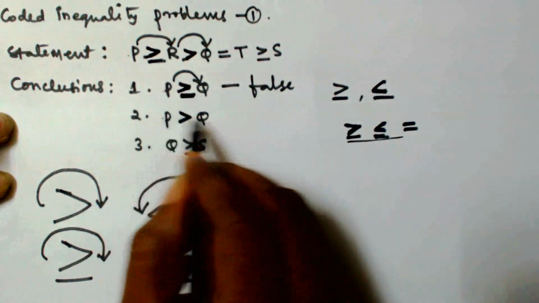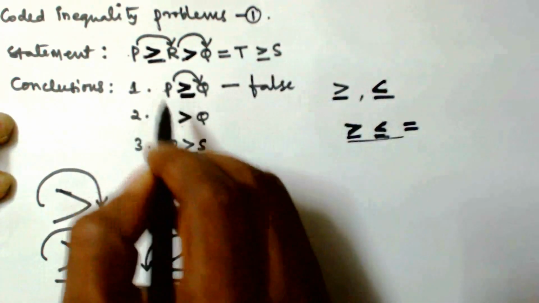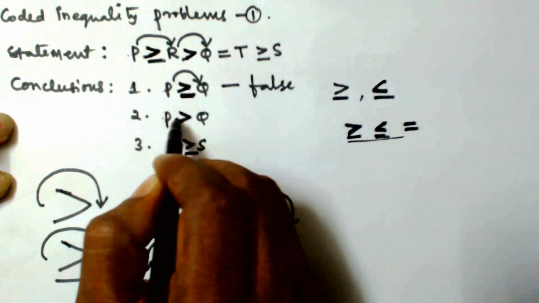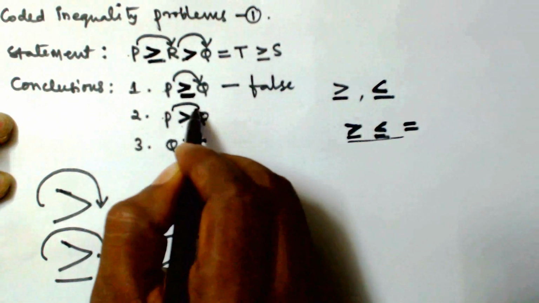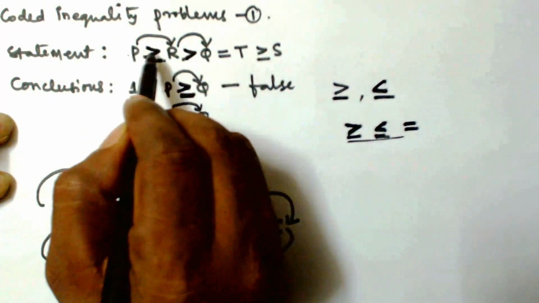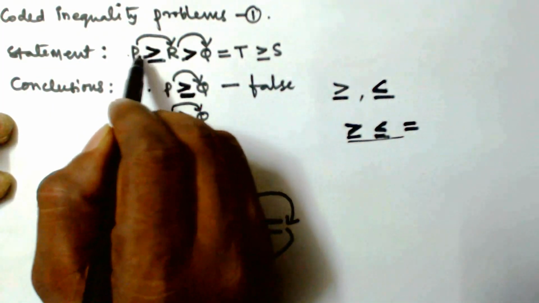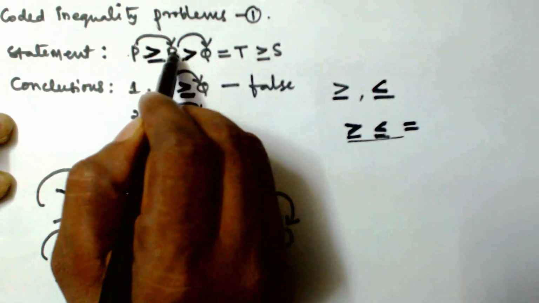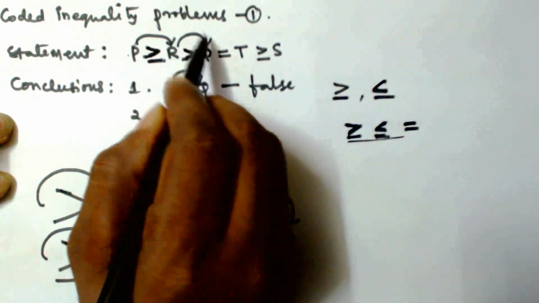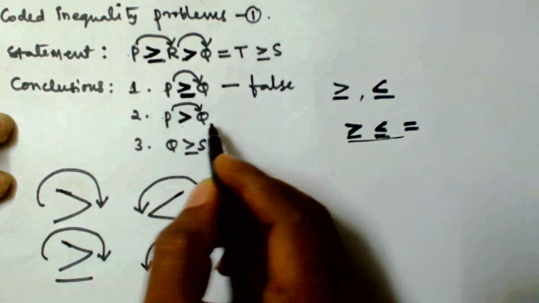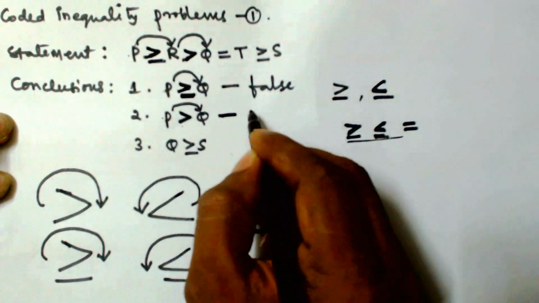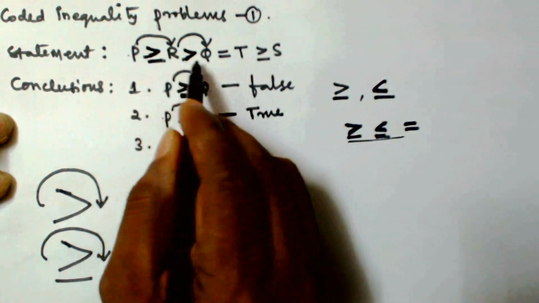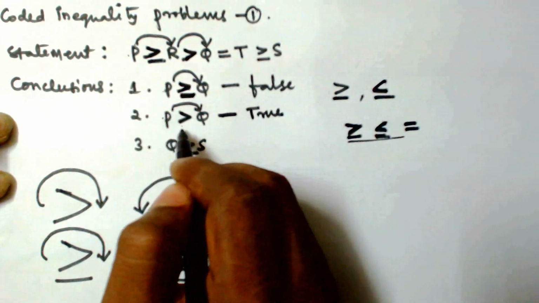Whenever it is P to Q, P greater than Q means P is at the open end of the greater than Q, so we have to find the movements from P to Q. P is at the open end of greater than or equal to, so P to R movement is possible, and R is again at the open end of greater than, so R to Q is possible. So there is a movement for P greater than Q, and that's why we can say it is true. There is no need to check for equal to here, because it is simply P greater than Q.